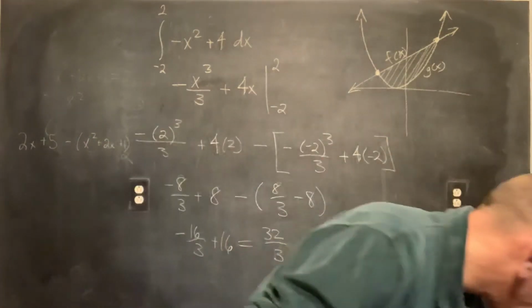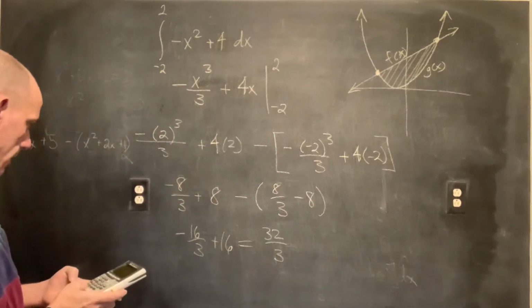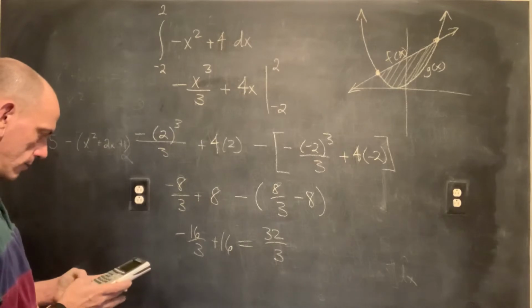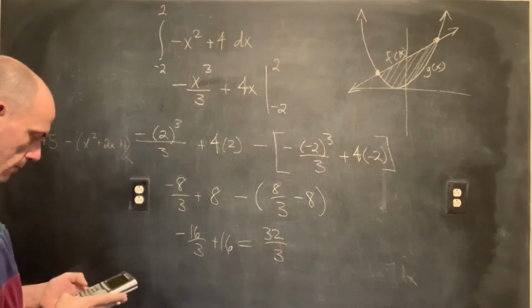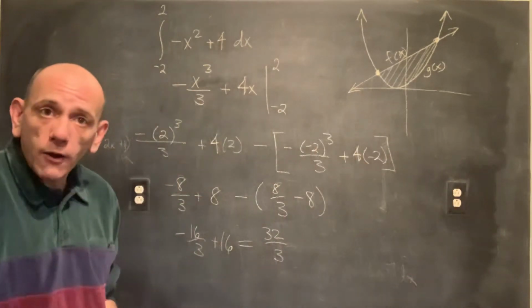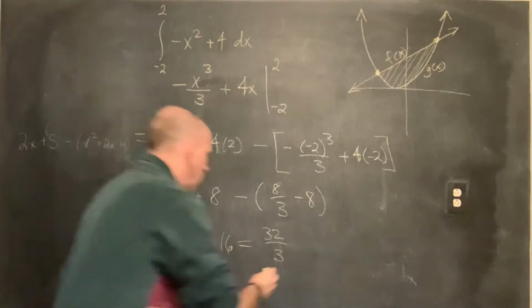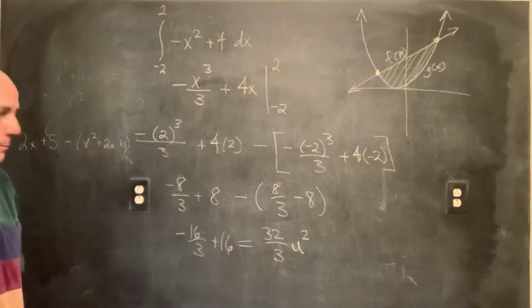Let me double check my algebra there. 16 minus 16 over 3. Oops, 16 over 3. Math to frac, 32 over 3. Looks good. Now, this is an area between two curves, so it's got units squared, right? It's an area.